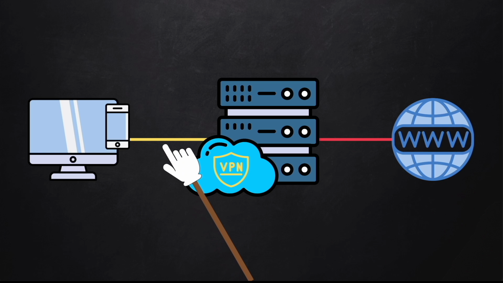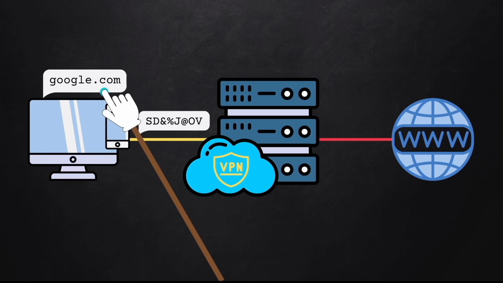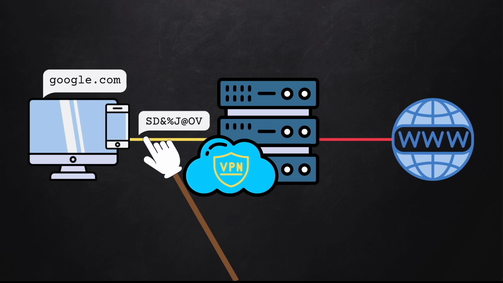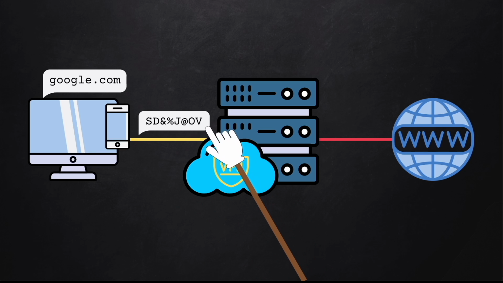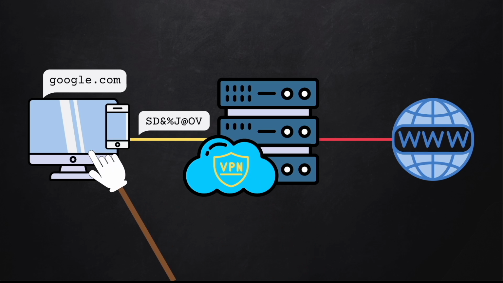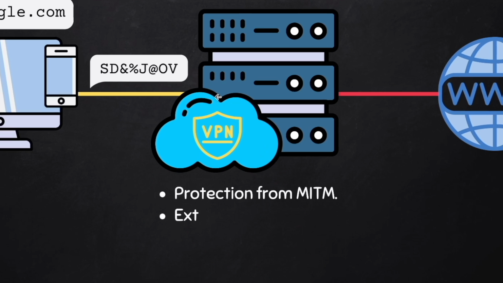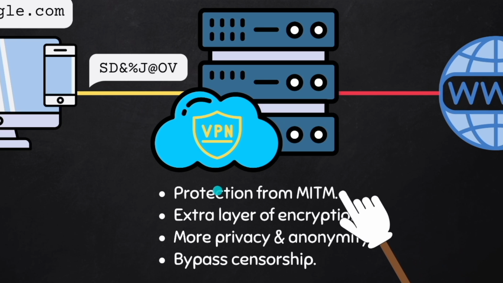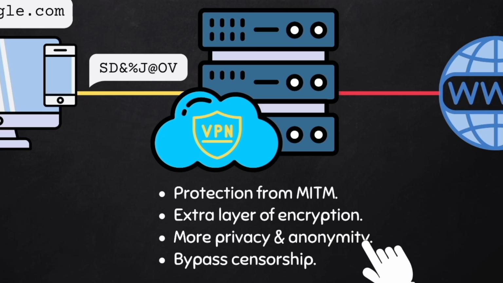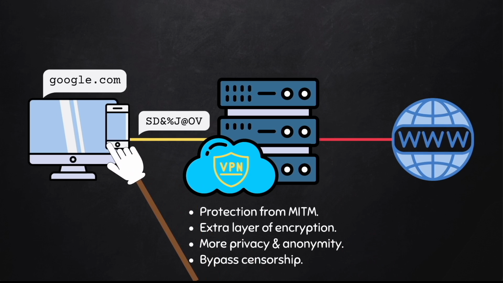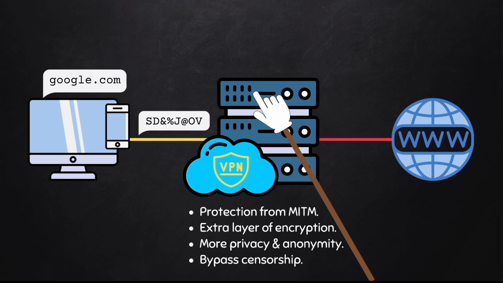As a result, because this is private, the data or the traffic that is sent in here is encrypted. For example, if you're trying to go to google.com, even if somebody intercepts the traffic, they're not going to be able to see the actual request because the data in here is going to be encrypted. As a result, this provides protection from man-in-the-middle attacks, gives us another layer of encryption, improving our privacy and anonymity, and also allows us to bypass censorship because all of your traffic is going to a server on the cloud.